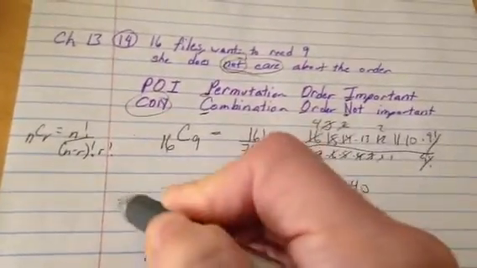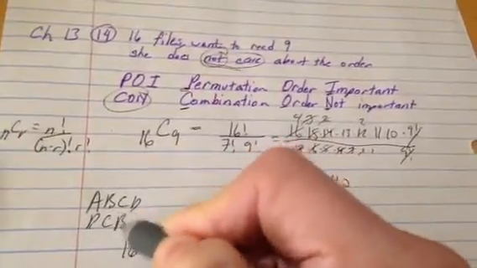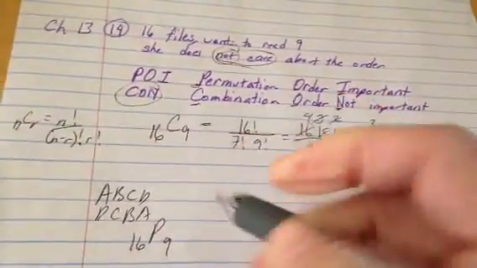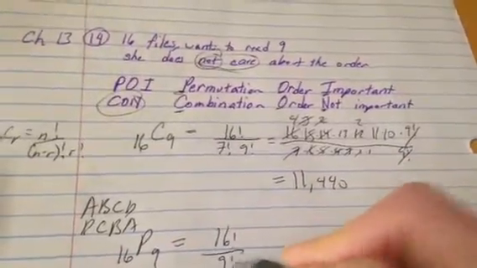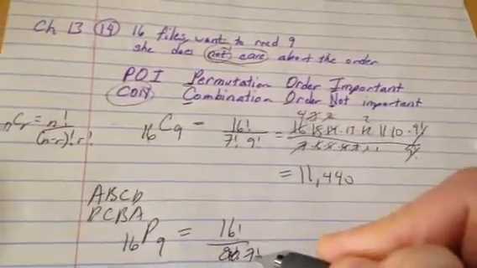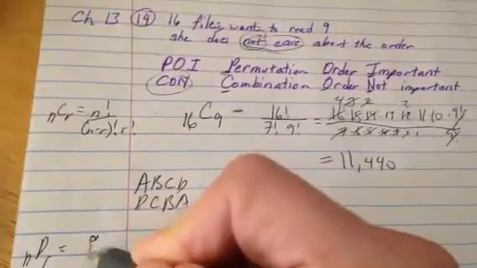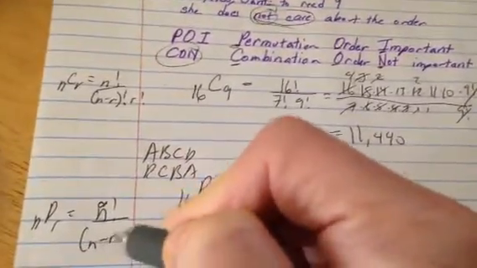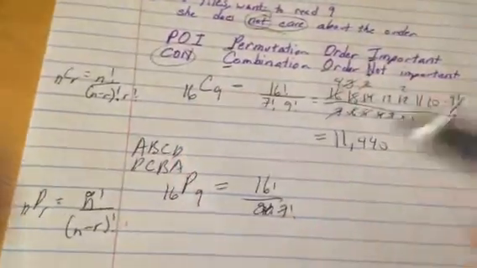like for some reason she felt like reading files A, B, C, and D was different than reading them backwards, you counted these as 2 different separate things, you would use permutations, and you'd have 16 factorial over just 7 factorial, because that formula, nPr, is n factorial over just n minus r factorial, without the extra r factorial at the end. It looks almost the same, except with combinations you divide out by an extra r factorial.